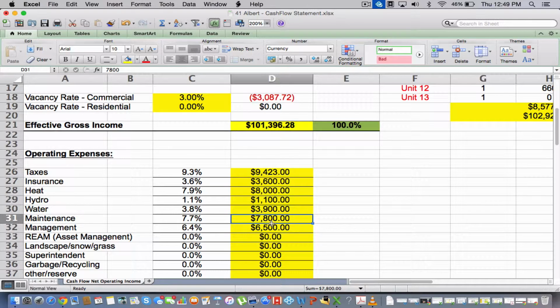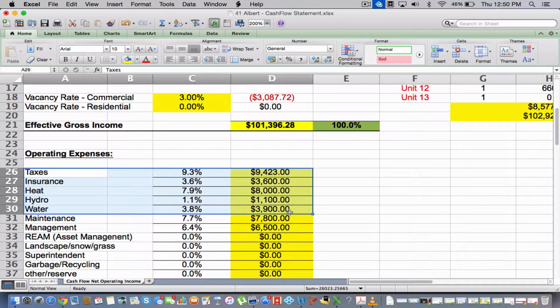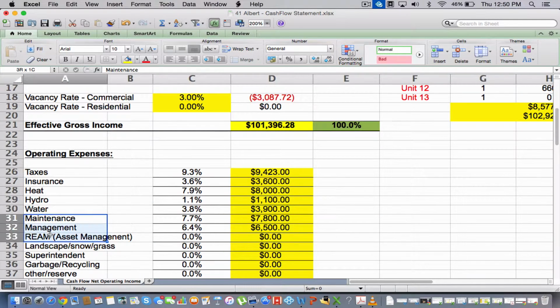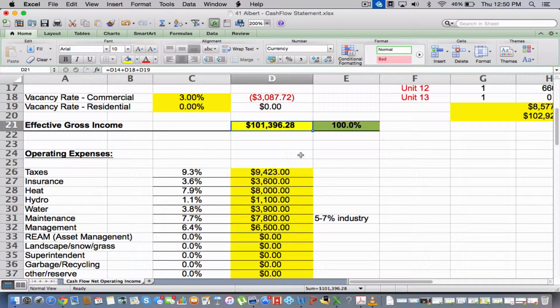And maintenance. Usually the seller will give you these expenses right here: taxes, insurance, heat, hydro, water. A lot of times they leave maintenance and management out. An industry average for maintenance is anywhere between 5 to 7% of this gross rental income number. So 5 to 7% of your effective gross rent can be allocated to what we call maintenance.